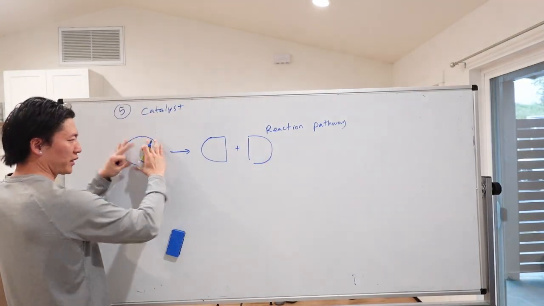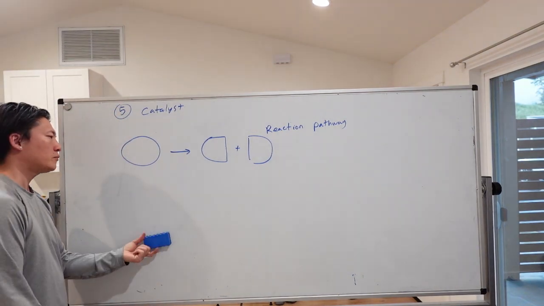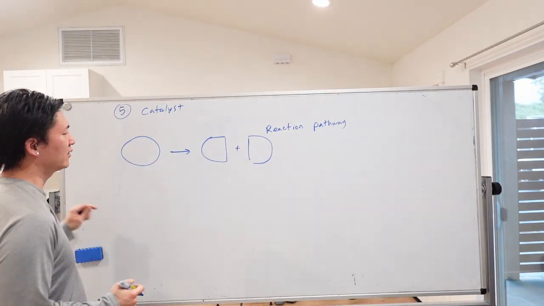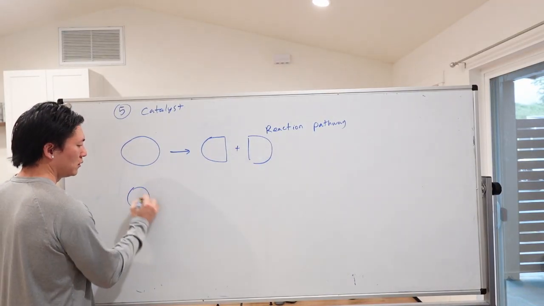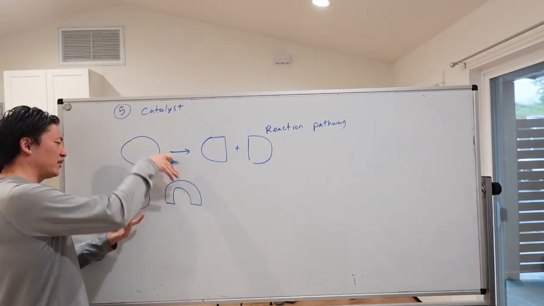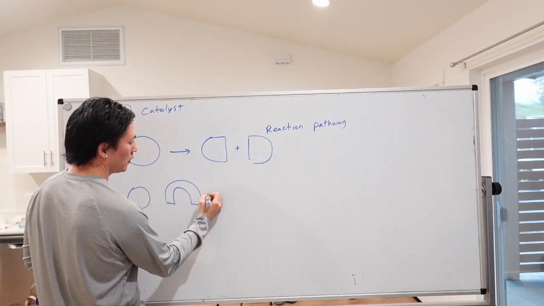So the particle breaks up into two. That's like a reaction, and this happens, but it's very slow. When you add a catalyst, we're going to assume this is my catalyst, that catalyst can fit onto this particle and then break it up into two.